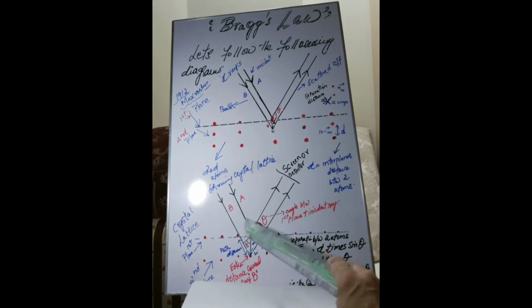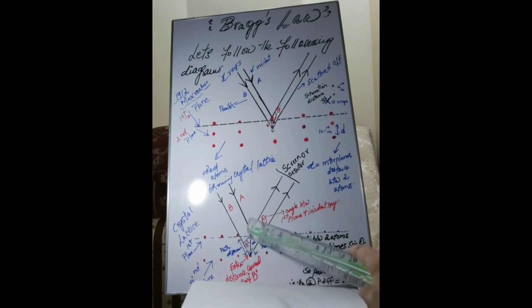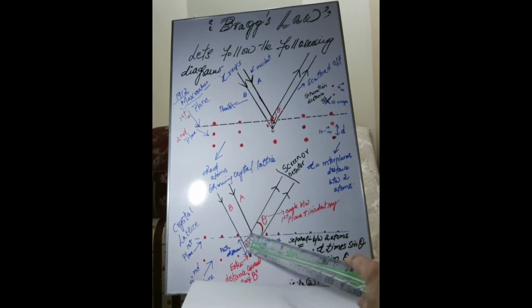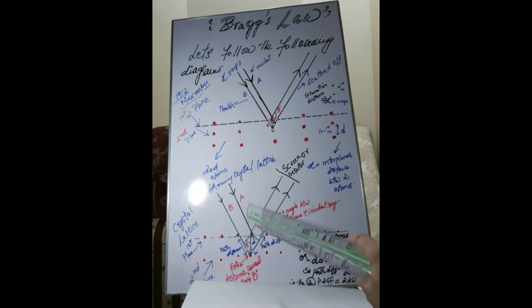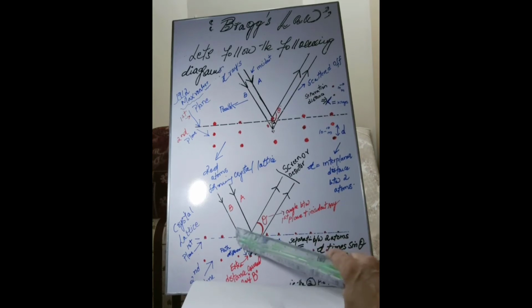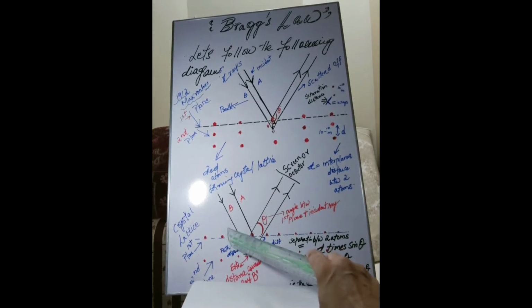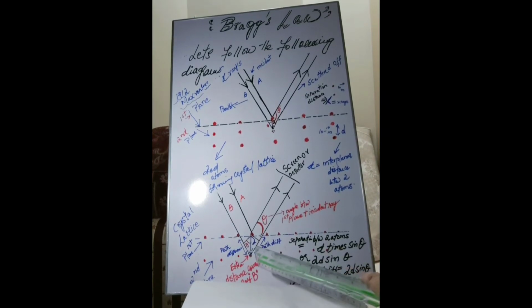The distance between the two atoms we call d, that is, atom to atom is d. So the separation between the two atoms gives a path difference of d times sine theta, and both together give 2d sine theta. So this is the path difference. One path difference is d sine theta, and the two path differences together equal 2d sine theta. This is the relationship, and 2d sine theta equals n lambda.